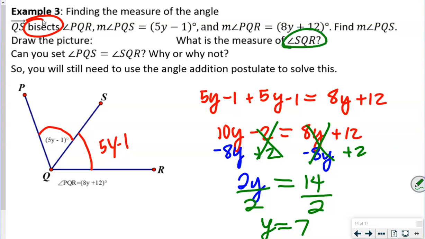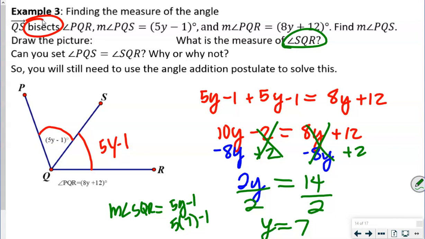But it's not asking us for y, it's asking us for the measure of SQR. So SQR is the angle we don't have, but the truth is it's the same as 5y minus 1, right? So the measure of angle SQR is equal to 5y minus 1. So that's going to be 5 times 7 minus 1. So that's going to be 34 degrees, right? Because 5 times 7 is 35.